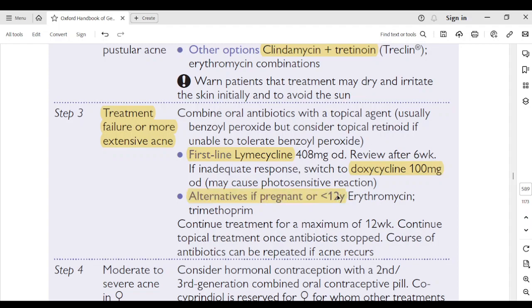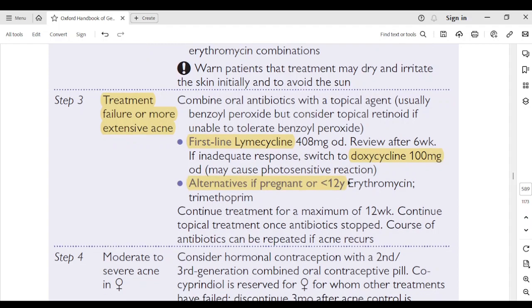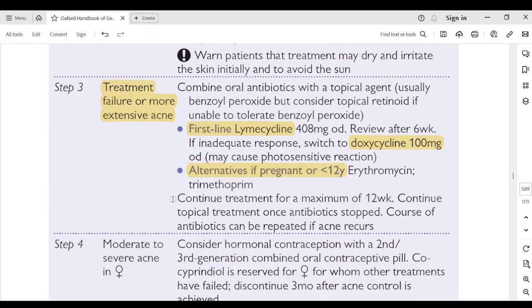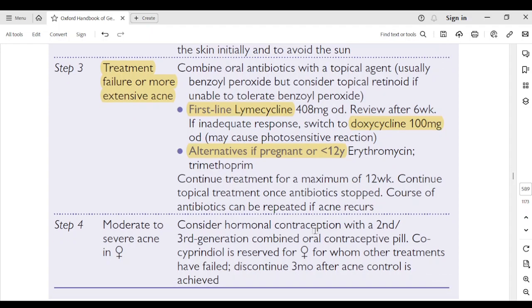Alternatives if pregnant or less than 12 years of age. So in those less than 12 years we are not giving tetracycline. And if pregnancy is there, erythromycin or trimethoprim. Continue treatment for a maximum of 12 weeks only, that is 3 months. Continue topical treatment once antibiotics are stopped. A course of antibiotics can be repeated if acne recurs.